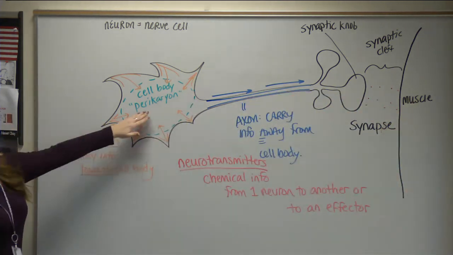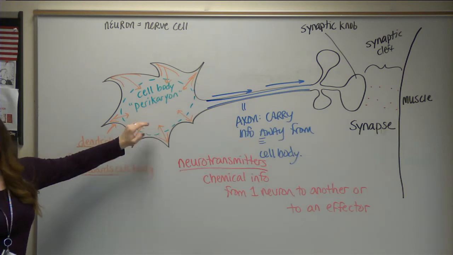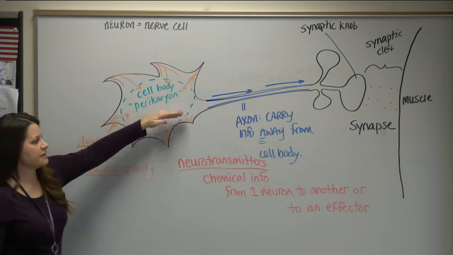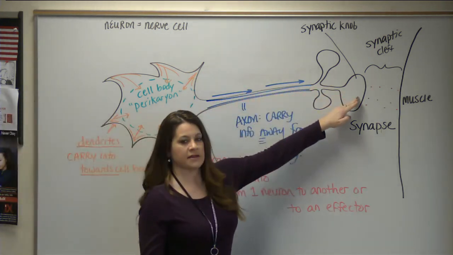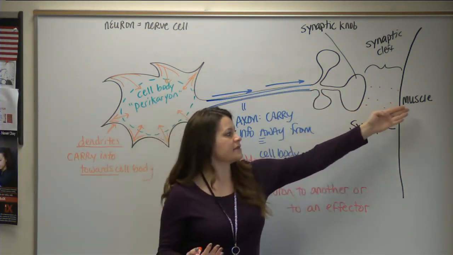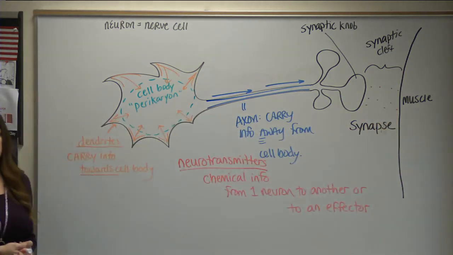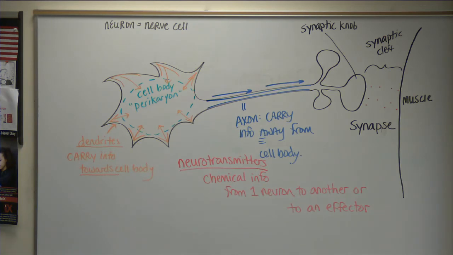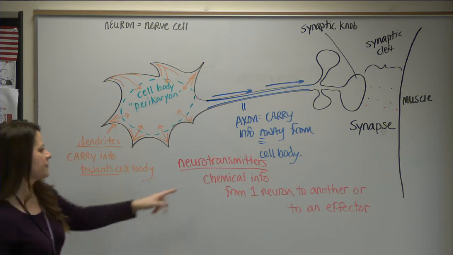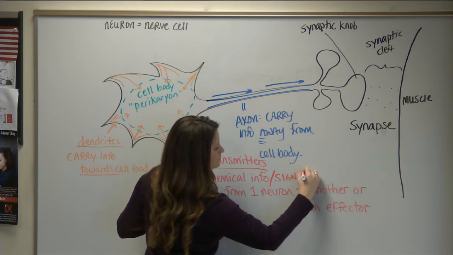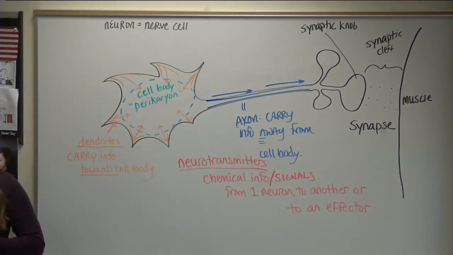So in the perikaryon, you have ribosomes that make proteins. Proteins can be these neurotransmitters, and they get sent down the axon. They're hanging out here. When they get the signal, they get released. They're going to bind to a receptor on the muscle, and the muscle is going to know whether it should contract or whether it should not contract. Okay, so for chemical info, we can say, I think signals is a good word. It's a little chemical signals.